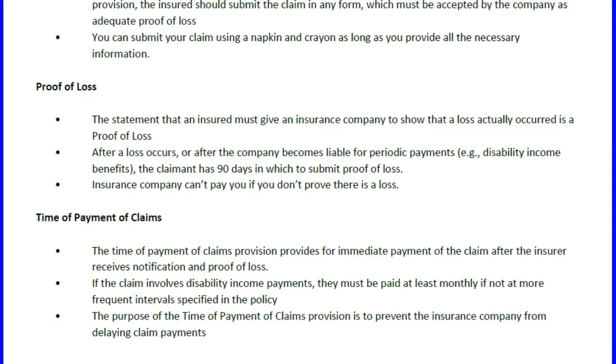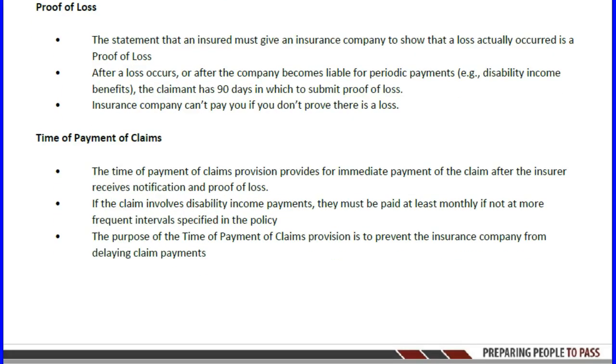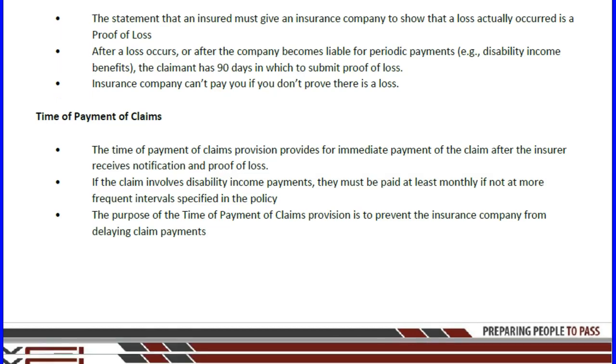Proof of loss is the statement that the insured must give an insurance company to show that a loss has actually occurred. Let me go back to proof of loss. After a loss occurs and after the company becomes liable for payments, the claimant has 90 days in which to submit the proof of loss. The insurance company can't pay you if you don't prove that there is a loss.